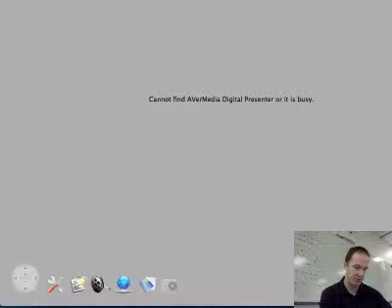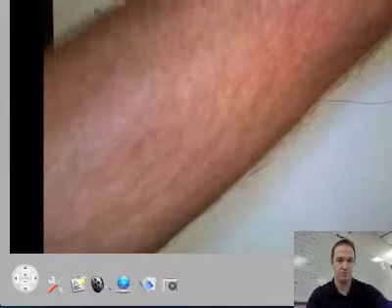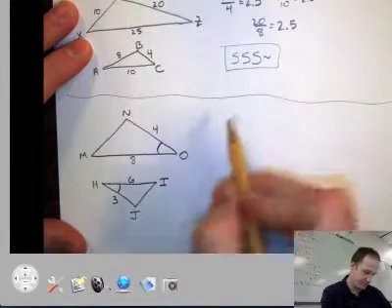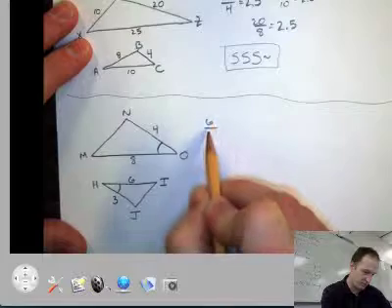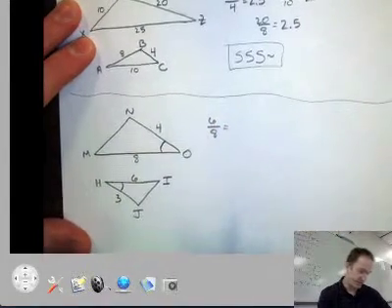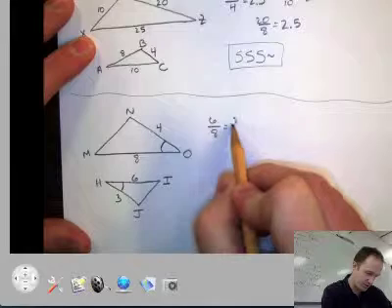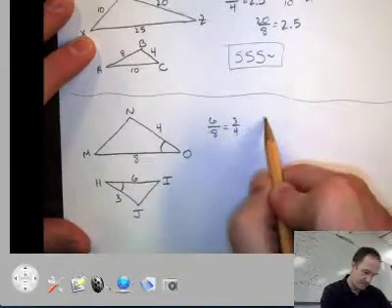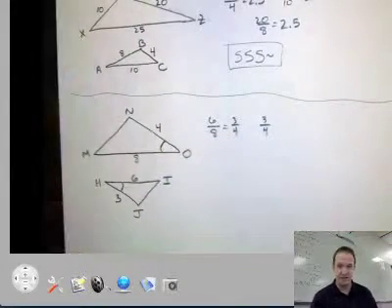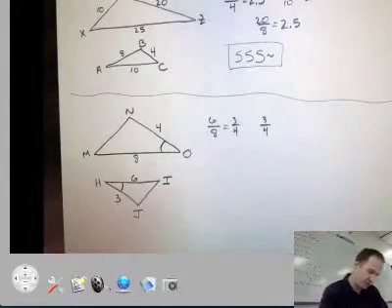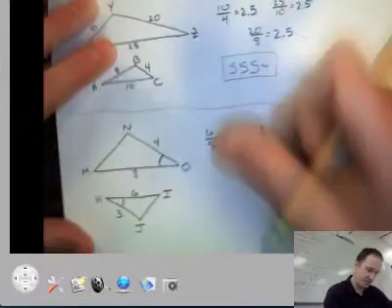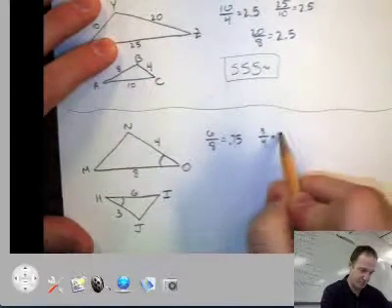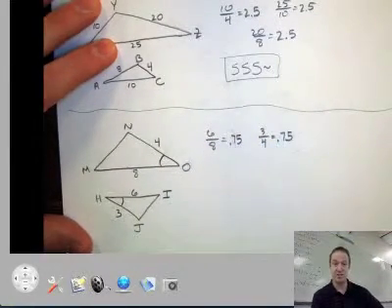Let's see what happens with these side ratios here. Let's do 6 over 8. That's 3/4. 3 over 4 is the other ratio. That's already reduced, so let's turn these into decimals instead. So 3/4 is 0.75. Those ratios are the same.